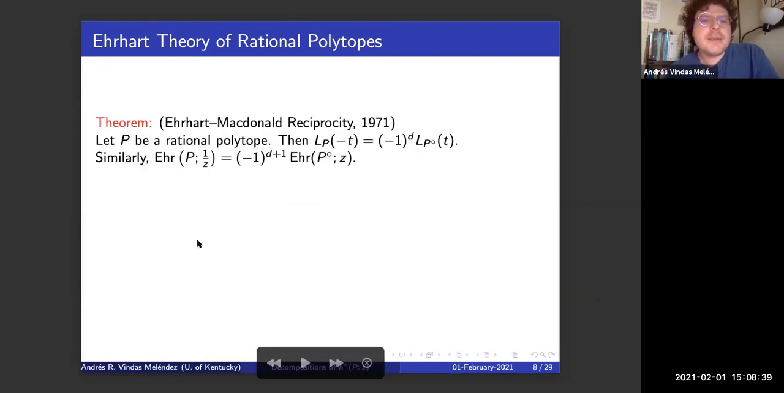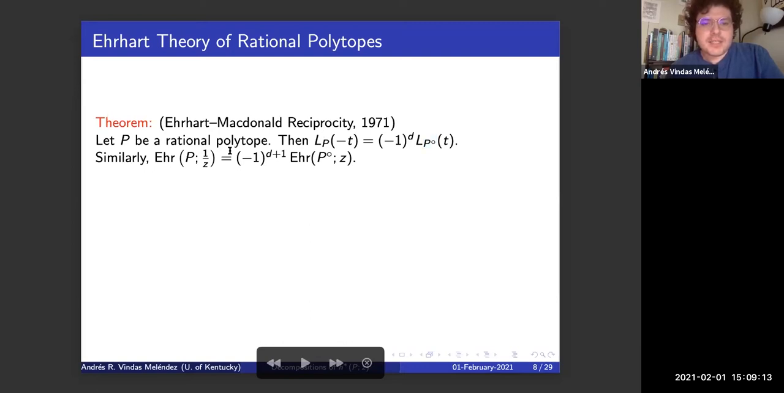And so let me tell you a little bit more about the Ehrhart theory of rational polytopes. There's this Ehrhart-Macdonald reciprocity: if you take a rational polytope and substitute a negative dilation, negative t, we get an equality where we can count the number of lattice points inside the polytope. That's what this P circle means. It means the interior of the polytope.